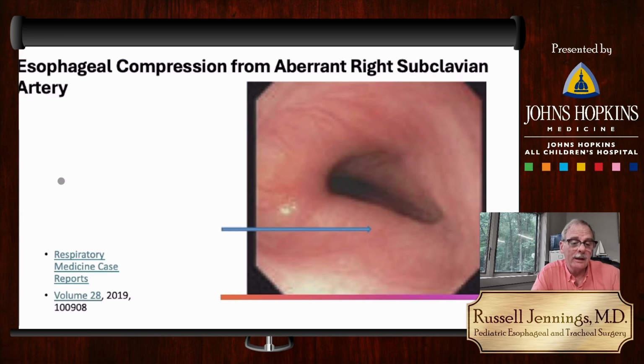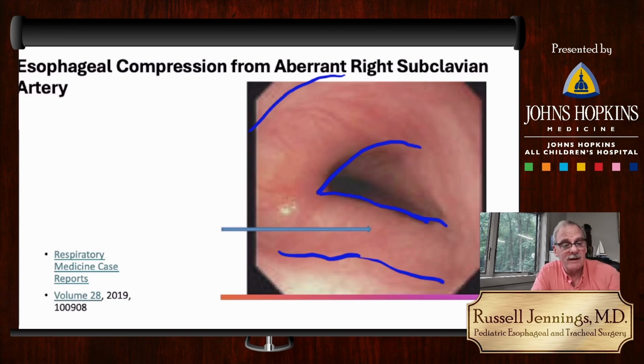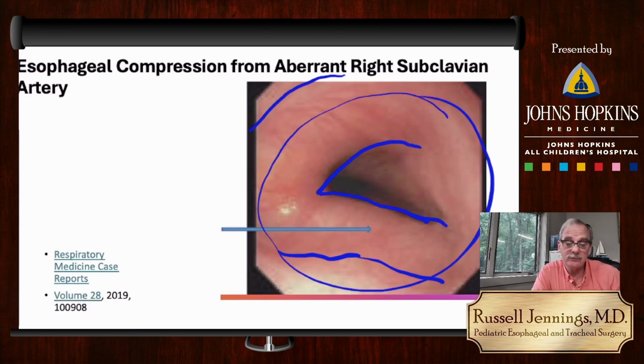aortic arch with an aberrant right subclavian artery. Now what we can see here is the compression of the esophagus from here to here by the aorta, making it much smaller. And here we can see compression of the esophagus by the diverticulum of Kommerell and the aberrant right subclavian artery. This esophagus is pretty compressed and making it hard to swallow. Normally on endoscopy, we would see this as something about this big. So you can see it's really compressed.